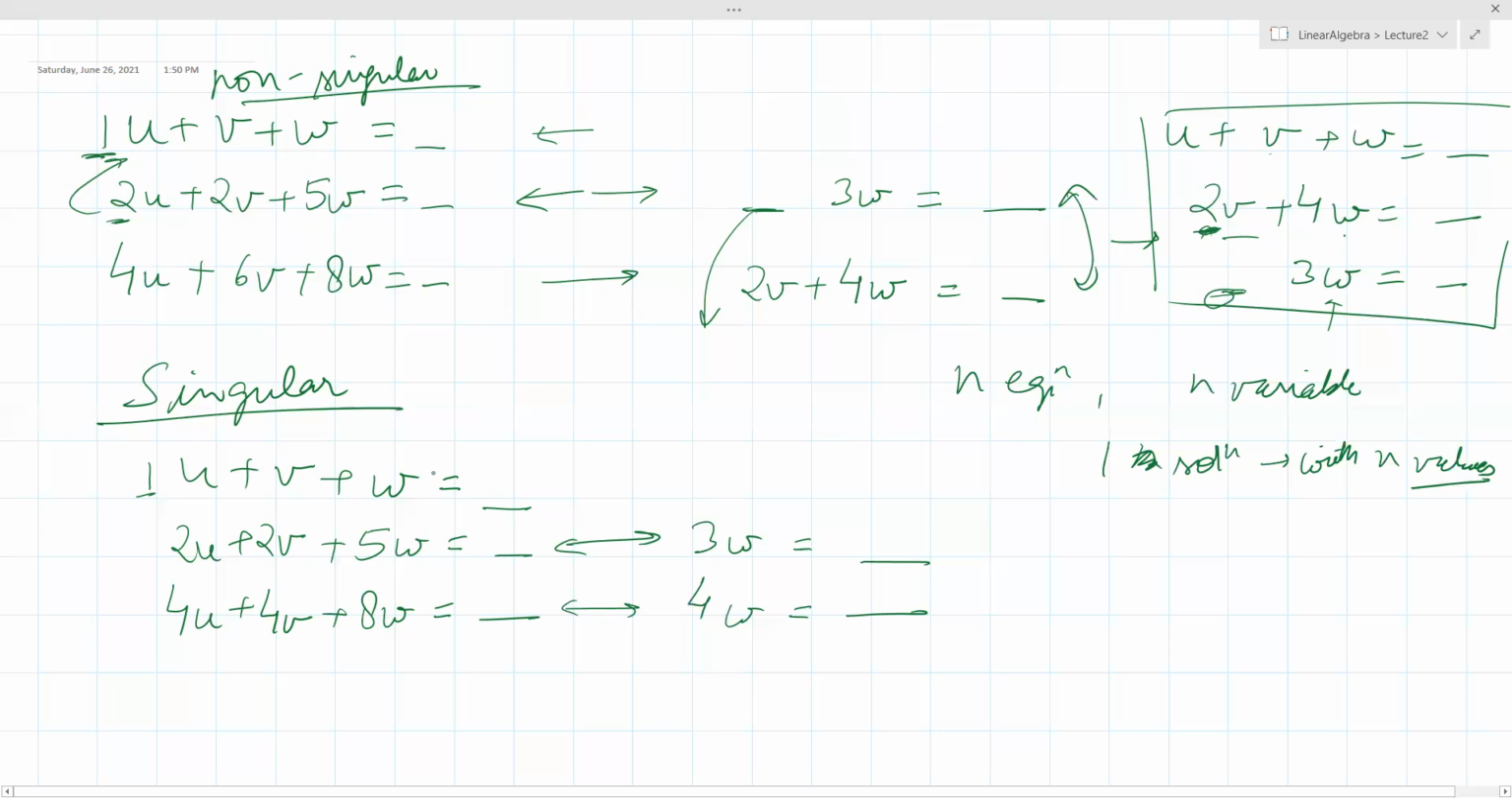Otherwise, if you have a situation here, how many solutions do you have? Infinite? No, it depends on what the right hand side is. If these two right hand sides are consistent, then infinite solutions. Otherwise, if they are not consistent, then no solution, zero solutions. So in either case, it is a singular situation. Infinite solutions or zero solutions, both are singular situations. So this cannot be cured, this is incurable, and this is curable. You can cure this by exchanging your order of equations.